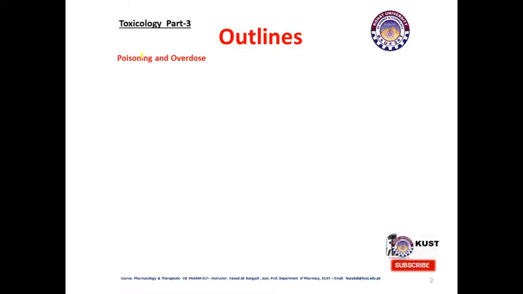Today we discuss poisoning and overdose. This is the third part of toxicity. Outlines: what is poison and overdose, general assessment of the poisoning, specific medical questions, signs and symptoms of the poisoning, management, and drug toxicity like paracetamol and aspirin overdose management. After watching and listening, the student will know about poisoning and its management.